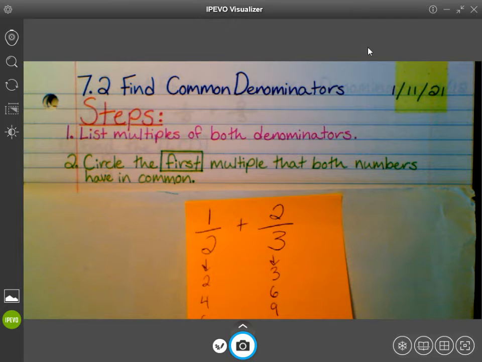Nice work, fifth grade. I'll give you another moment or so to finish up step 2. A few people finishing up. You circle the first multiple that both numbers have in common.